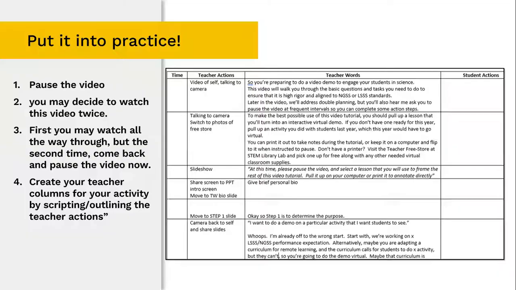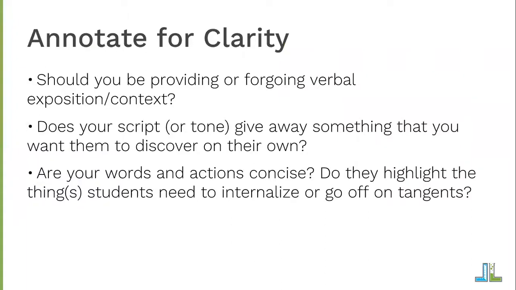And now we're going to review our teacher column for clarity. For each chunk of words or action that we take, I want you to consider, why is it relevant to student mastery and how does it align to your purpose for the demo? So as you annotate for clarity, should you be providing or foregoing verbal exposition or context? If you want students to discover things, make sure that you're not providing the exposition ahead of time. Remember ABC, activity before content.